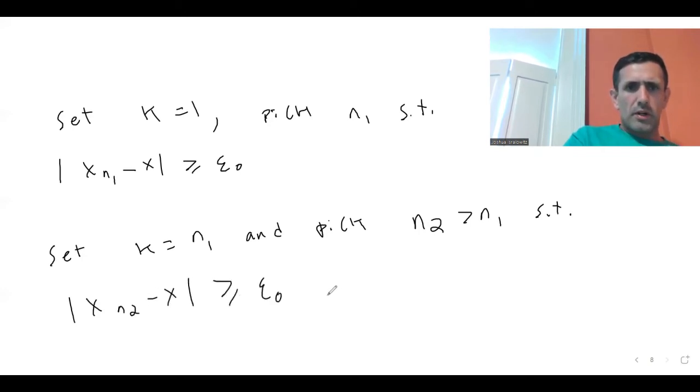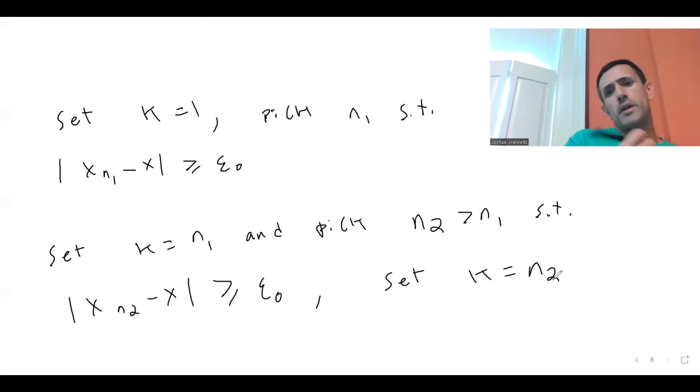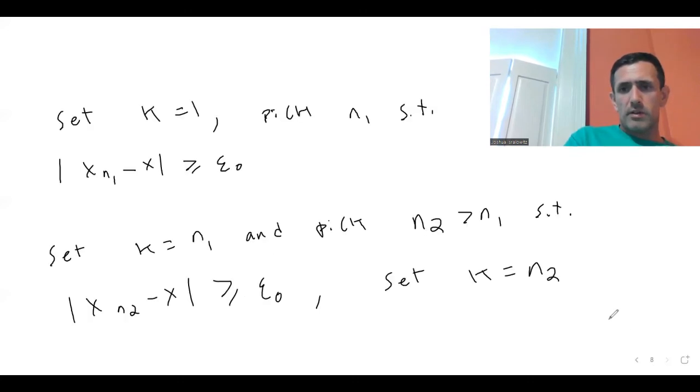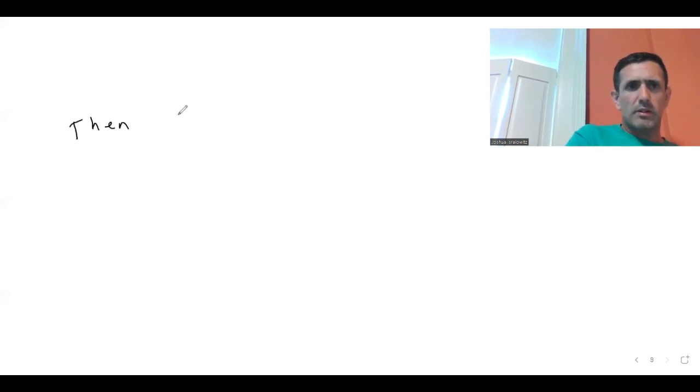This is true. Just continue on, set k to be n2, pick n bigger than n2, set that to be n3, so pick something bigger than n2, etc., etc. And then we're done. We get a subsequence.